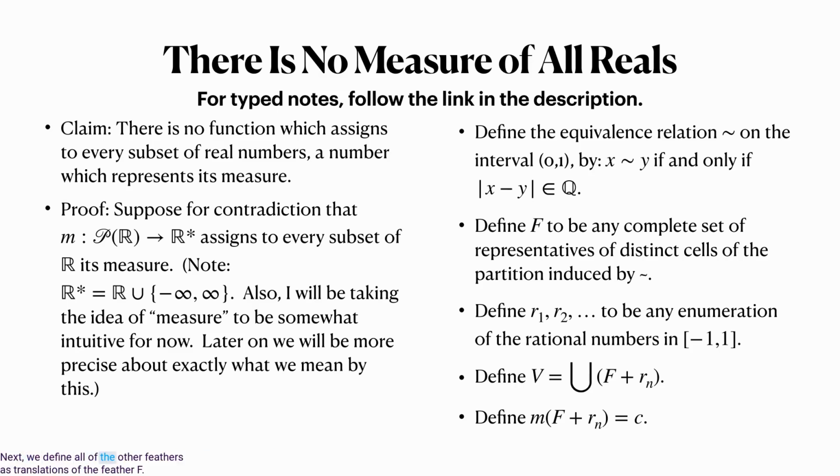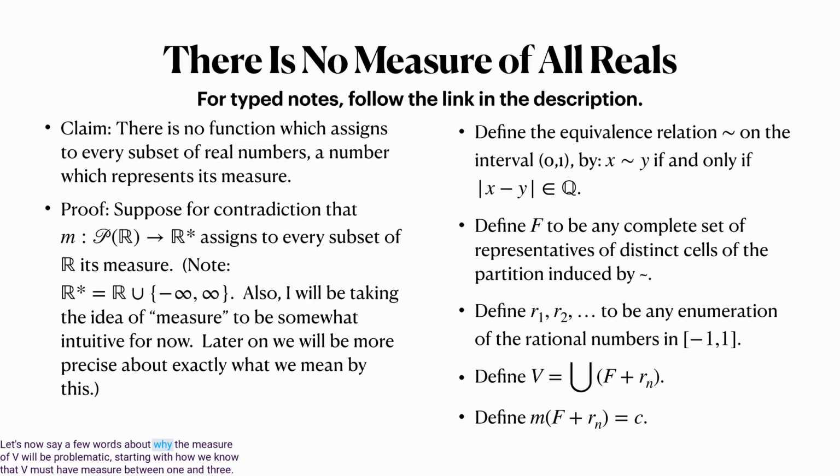Next, we define all of the other feathers as translations of the feather F. To do so, we start with an enumeration of the rational numbers in the interval from -1 to 1. We call this enumeration r1, r2, and so on. So the other feathers are just F translated by any one of these rational numbers. That is to say, F plus rn is another feather for each choice of n. Finally, we take the union over all of the feathers to construct V.